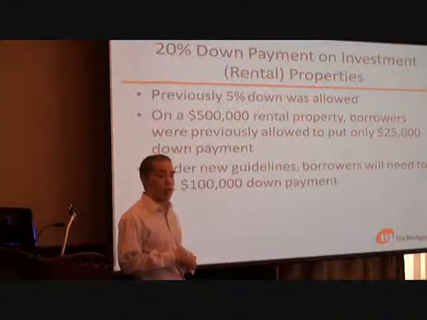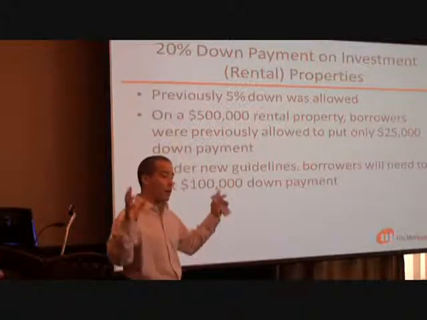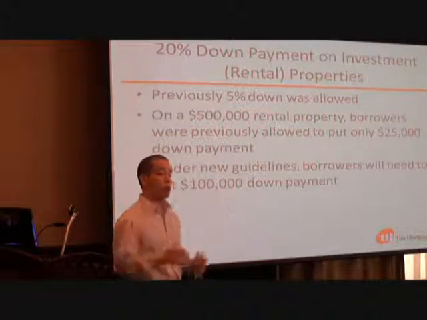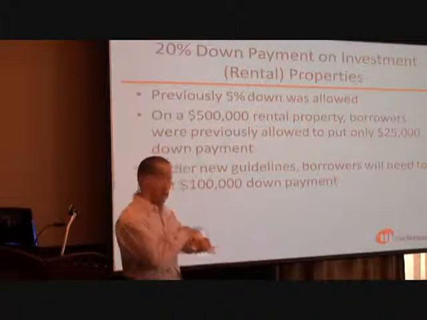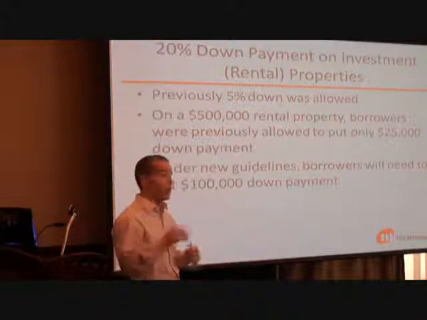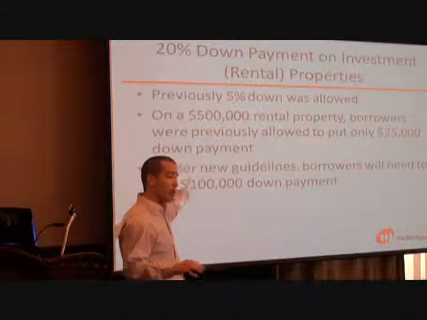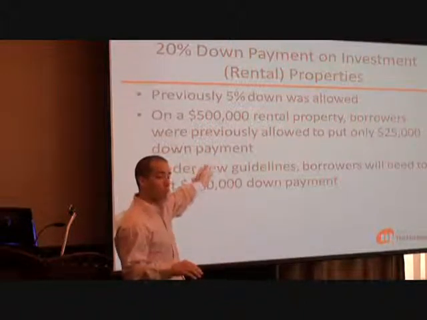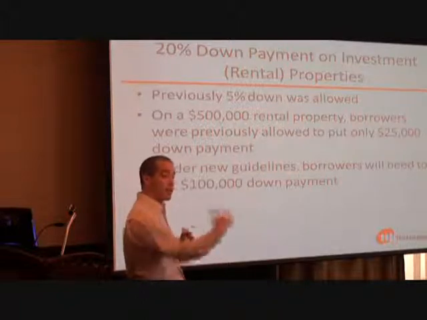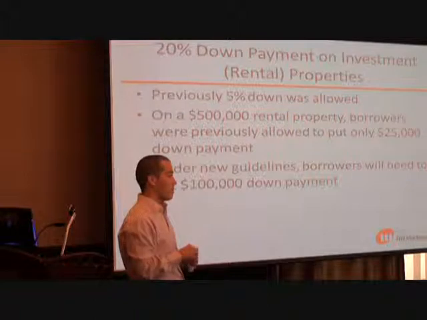Okay, so this does not apply to second homes. There's a category of non-owner occupied properties which are deemed second homes. So a true second home, meaning you cannot count any rental income coming from it in order to qualify for the mortgage, is not affected by this. You can still buy those. You don't need to put 20% down. But if you need the rental income generated to qualify, you will need 20% down.